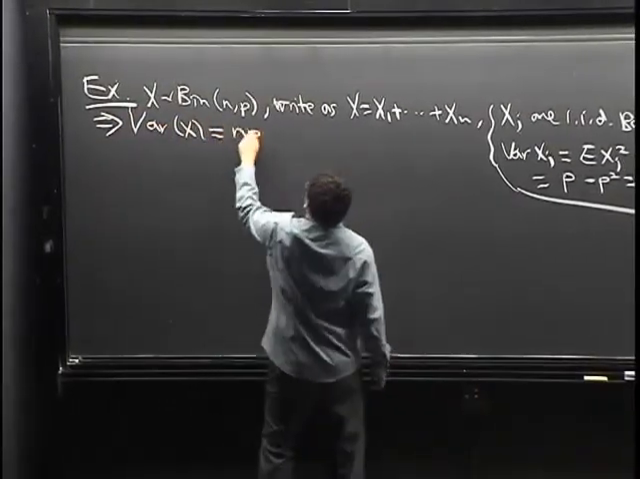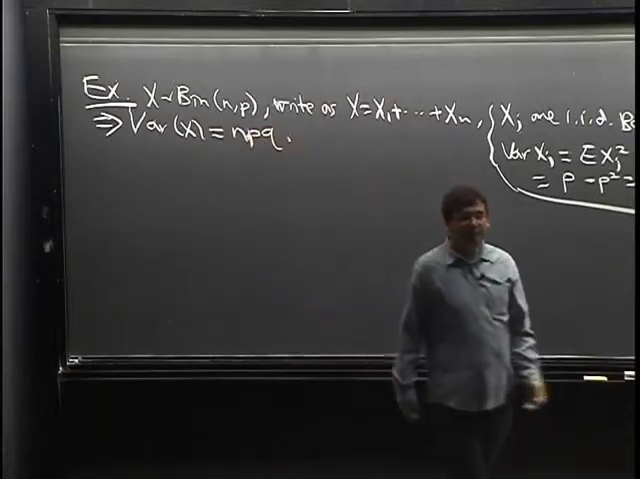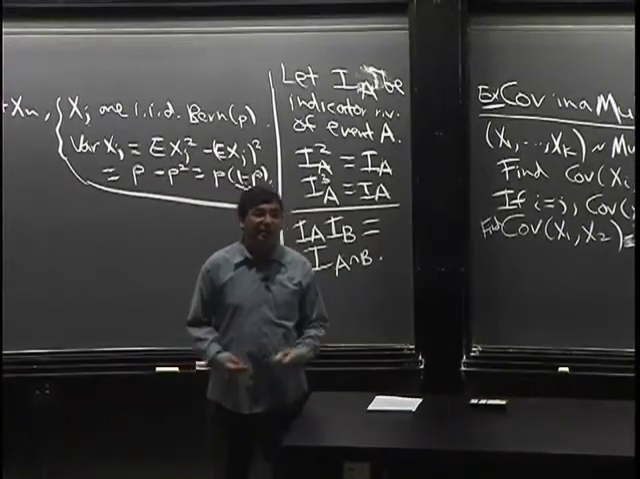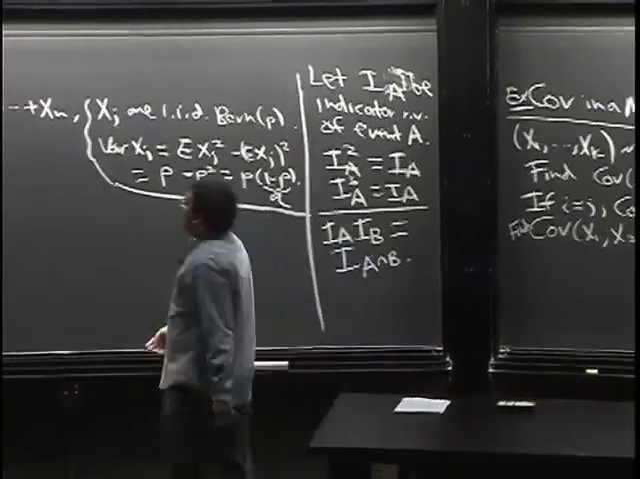Well, it's just npq. Done. Because you're adding up n of them. They're independent for the binomial. We have independent Bernoulli trials.